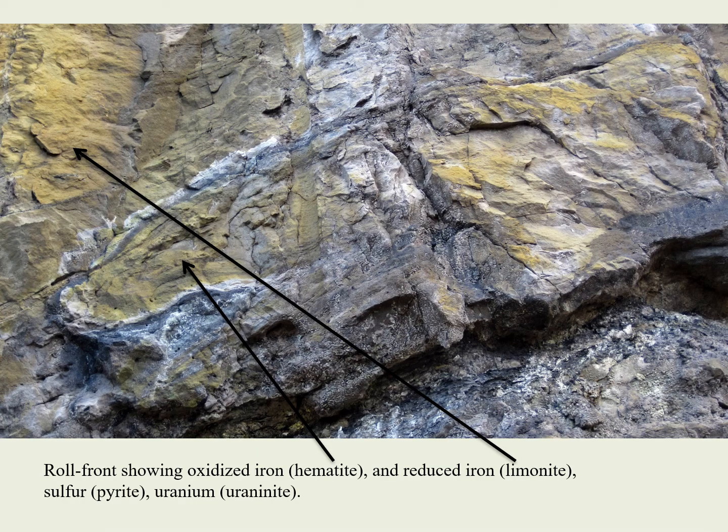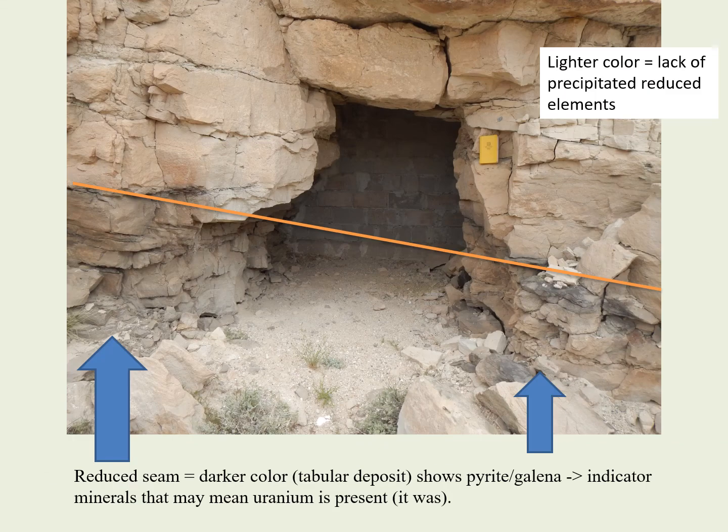This is a real-life roll front showing the different coloration exhibited by the indicator minerals, two species of iron and other associated minerals, including uranium. Indicated here. The darker zone of reduction stands out compared to the normal light tan color of the sandstone.